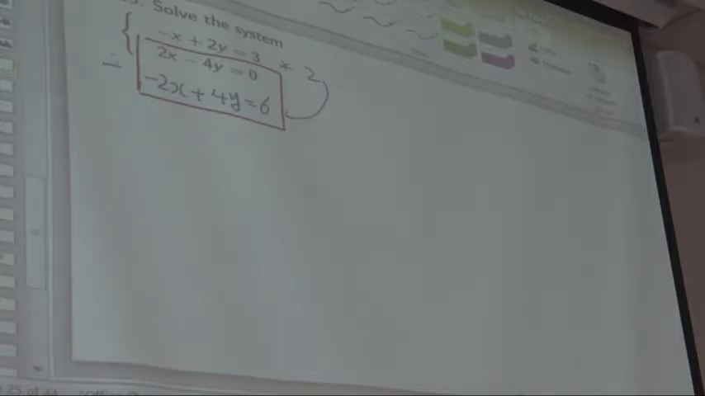Now I want to add both sides. So 2x minus 4y and negative 2x plus 4y. When I add them, 2x and negative 2x, that is a 0x, and negative 4y and the plus 4y, that's the 0y, and 0 and 6, that's the 6. And the left hand side is a 0, but the right hand side is a 6, so that means it cannot be, right? So there is no solution.